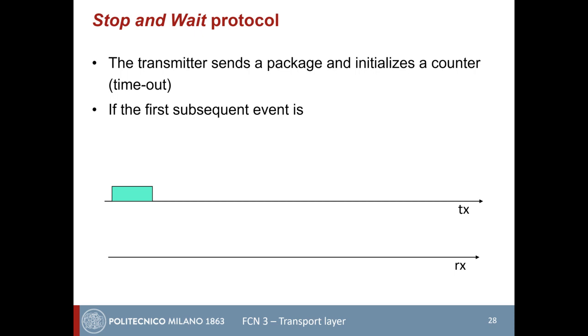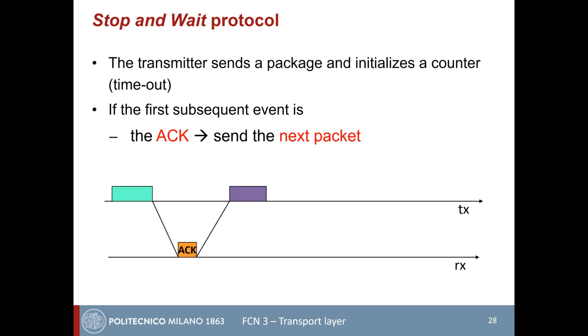The receiver does not send anything else until one of the two events occurs. The first event is the reception of the ARQ. If the first event is the arrival of the ARQ, then the transmitter goes on and transmits the next packet. Okay. This is the next packet, it's not the same as before. And then it repeats the same procedure.